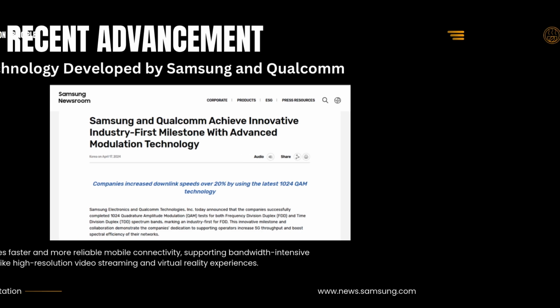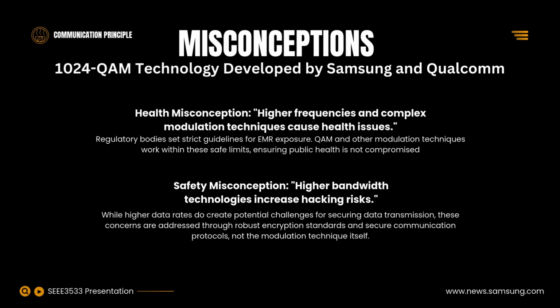While 1024 QAM technology is a significant advancement, there are a few misconceptions that need to be addressed. Some people believe that higher frequencies and complex modulation techniques cause health issues. This is not true. Regulatory bodies enforce strict guidelines for electromagnetic radiation exposure, ensuring public health is not compromised. Another common belief is that higher bandwidth technologies increase the risk of hacking. While higher data rates might create challenges in securing transmissions, these risks are mitigated with robust encryption standards and secure communication protocols. It's important to note that the modulation technique itself does not impact security.